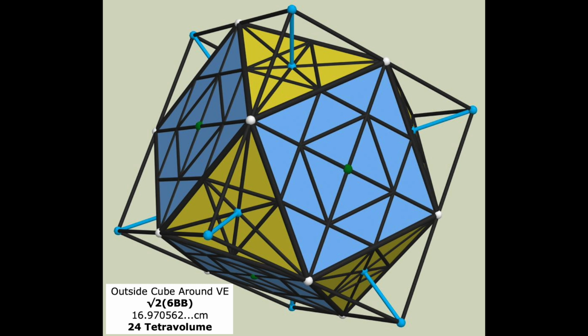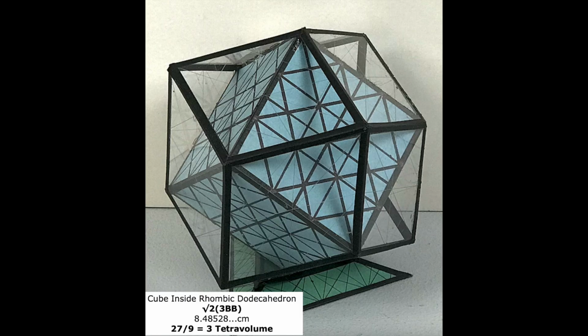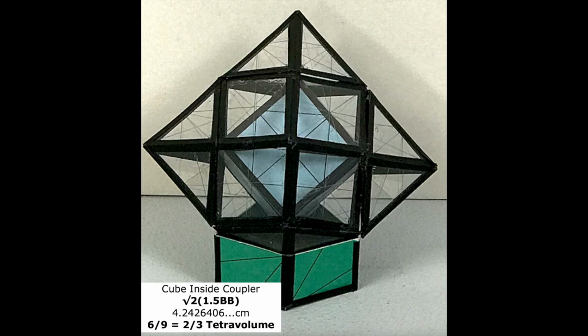These numerical and structural constants use the same patterns with the other sphere family structures. The cube that is the outside containment field around the 6BB VE has an edge of the square root of 2 6BB and a volume of 24 TVs. The cube inside the R dodeca is a square root of 2 3BB edge and 3 TVs, and the cube inside the coupler edge is the square root of 2 1.5 BB, and its volume is 6/9 or 2/3 TV.